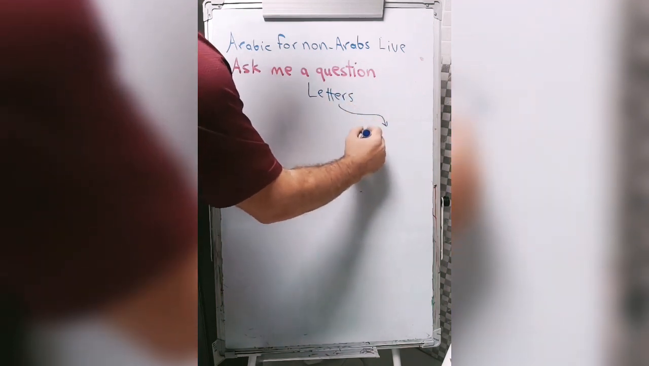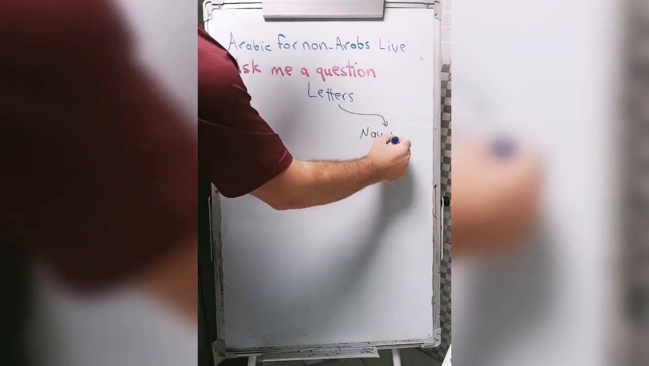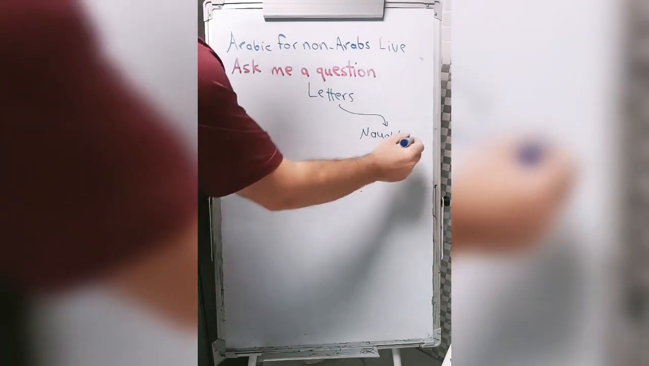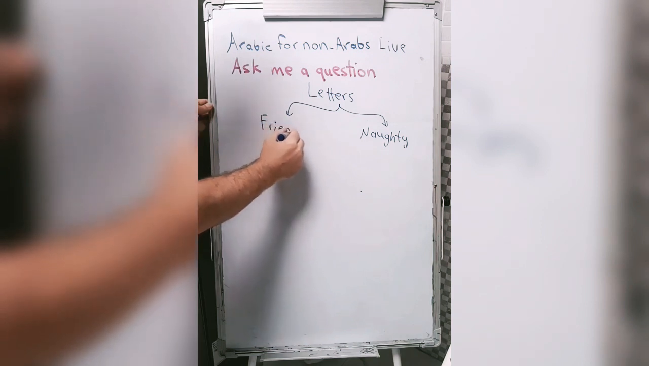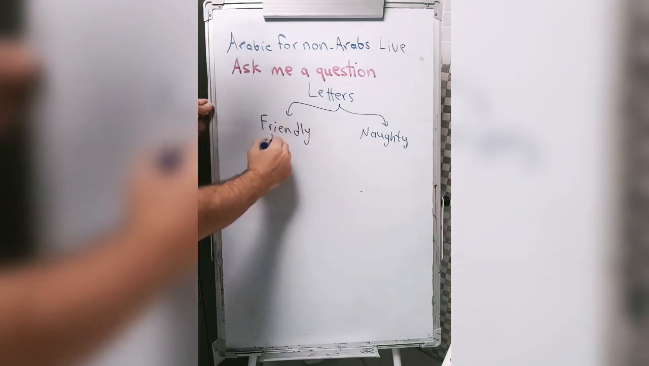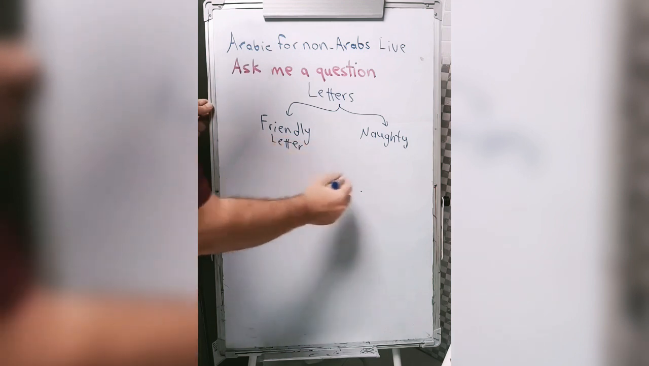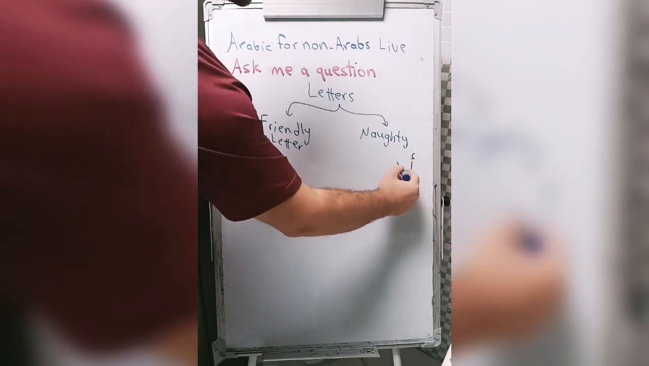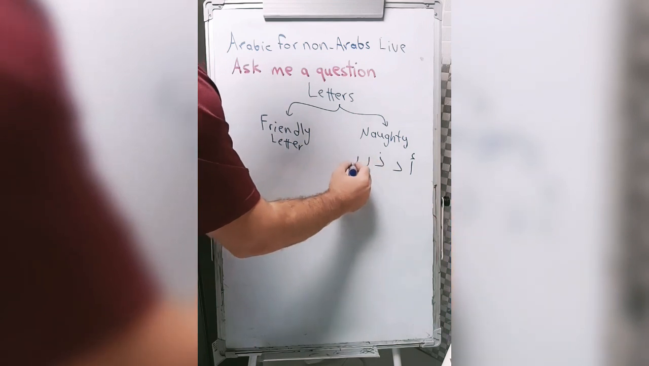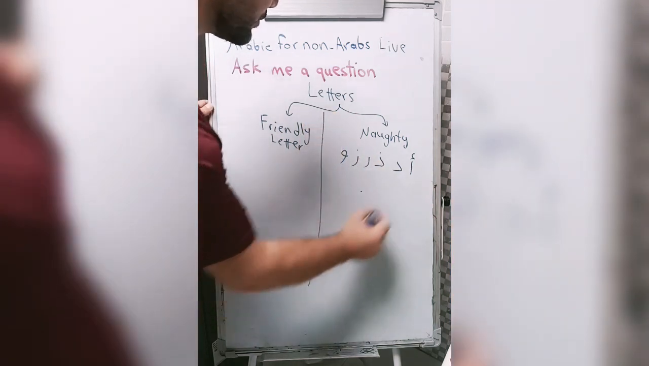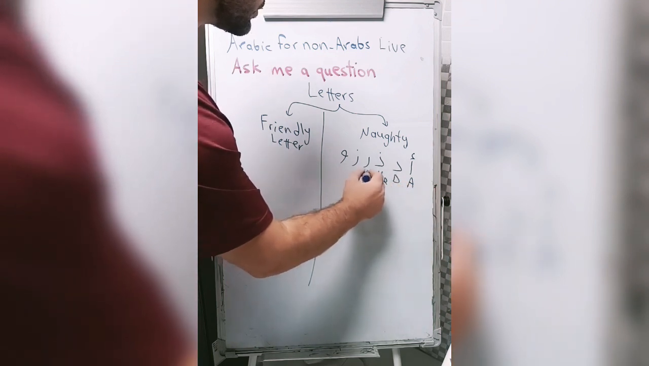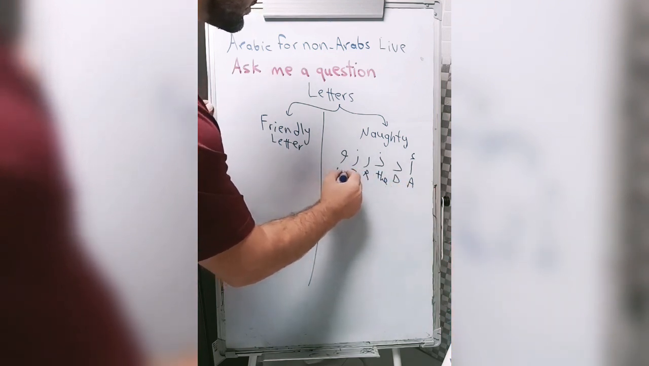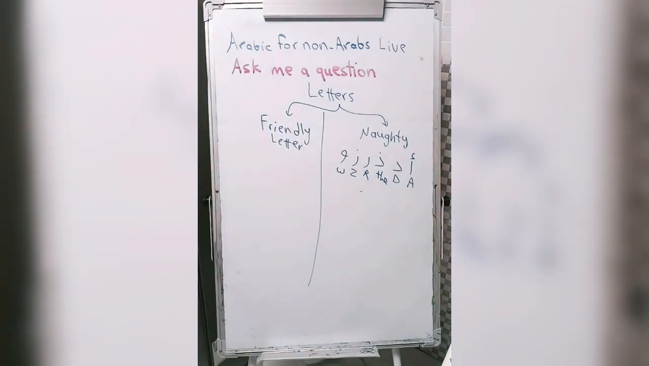We said we have two groups of letters. One is called naughty or unfriendly, and the other one is called friendly letters. And the naughty ones are a, da, the, ra, za, and wa.